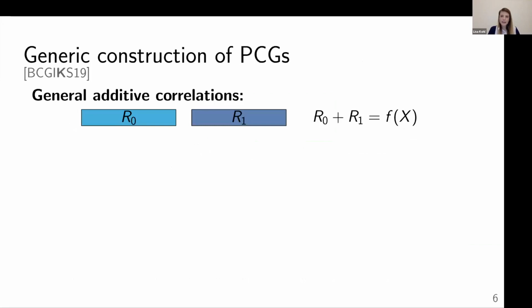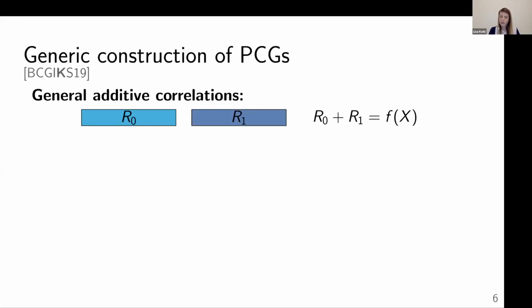And now, to make the correlations a bit more clear, if we have a fixed correlation, and here by correlation I mean an additive correlation, I want to have R0 and R1 such that R0 plus R1 is equal to f of x for some x that is chosen uniformly at random, and f is the correlation we care about. Here you can also see that if the adversary provides R1, we can just sample R0 as f of x minus R1 and have something that satisfies the correlation.